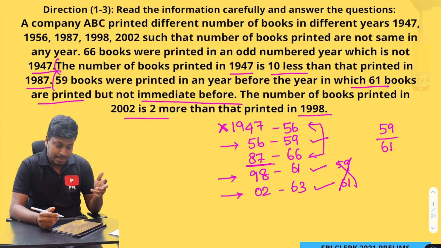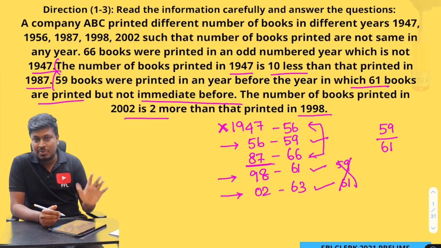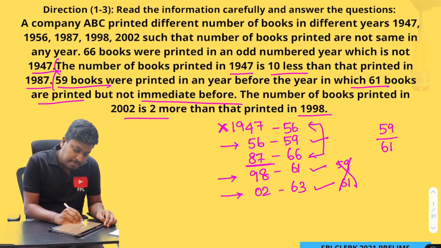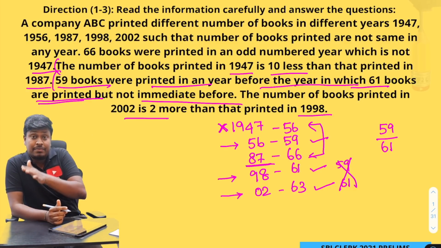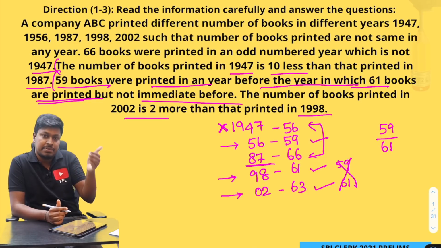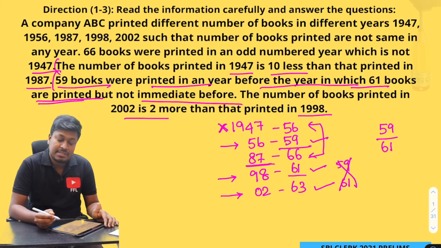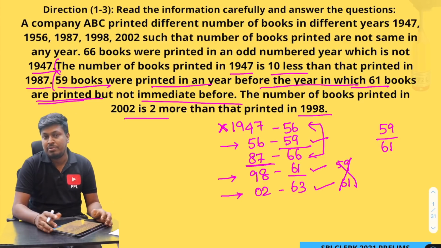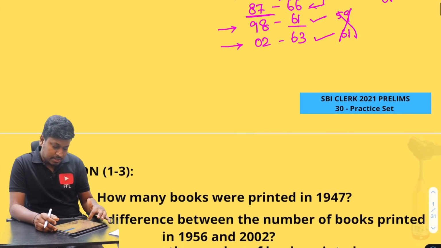Interesting arrangement, right? These questions are very simple, where you can crack this question within 1 or 2 minutes. It's very easy. The important point here is this: 59 books were printed in the year before the year in which 61 books were printed. So 59 comes first and then only 61 books were printed. So I fixed 59 and 61 here, and also it is not immediately printed, so 61 should be at one of the later positions. Got it?